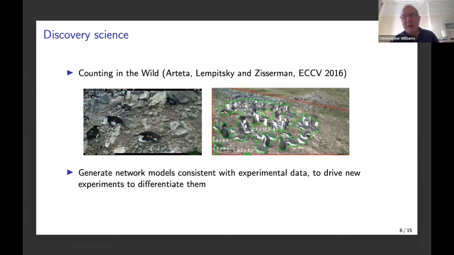And then once we have that raw data about, say, counts of penguins in certain areas, we might be able to generate hypotheses. So there can be this process when we're trying to understand the data. And in similar ways, we might want to generate network models consistent with experimental data. And then one might have to make experiments to differentiate these hypotheses. So I think there's certainly a lot of space for that kind of work.